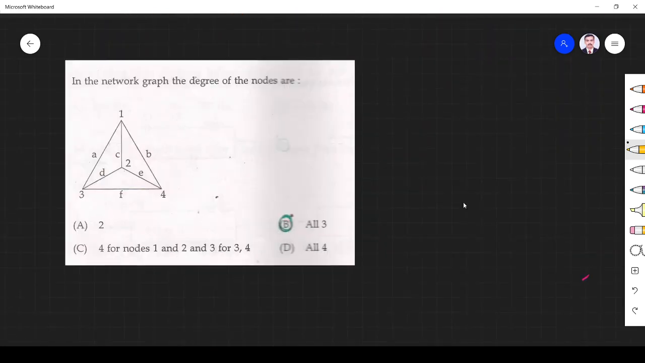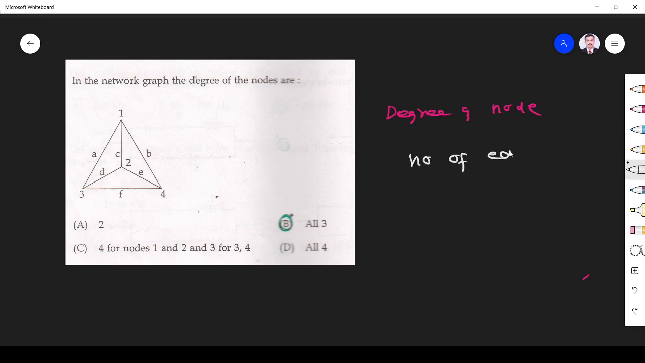Okay, next question. In the network, the degree of a node is nothing but the number of edges connected to the node. Here, an edge is nothing but a branch. So at node 1, we have 3 edges connected. So here the degree is 3 at node 1.